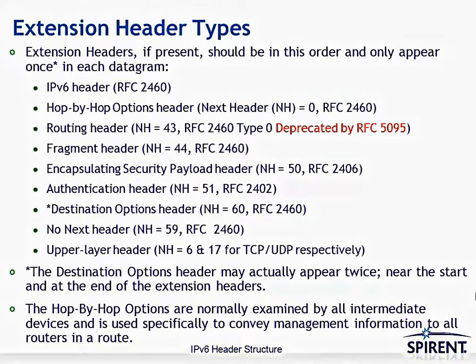So the extension header types are mentioned on this slide. And extension headers, if present, should be in a specific order and only appear once in each datagram, with the exception being the destination options header, which may actually appear twice: near the start where an intermediate device might process it, and at the end where the ultimate destination device would process it.